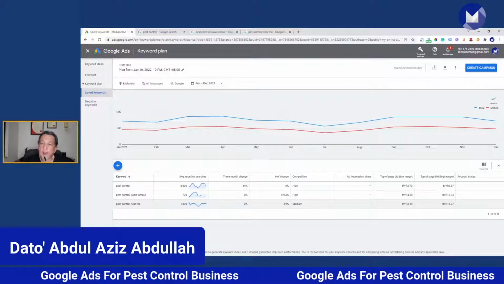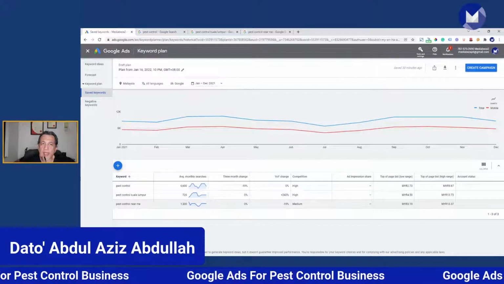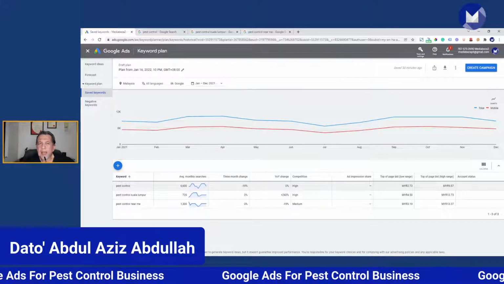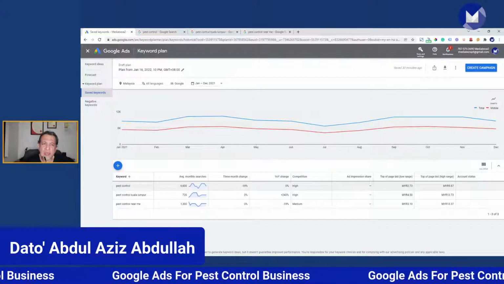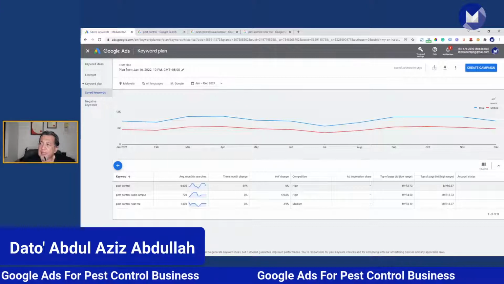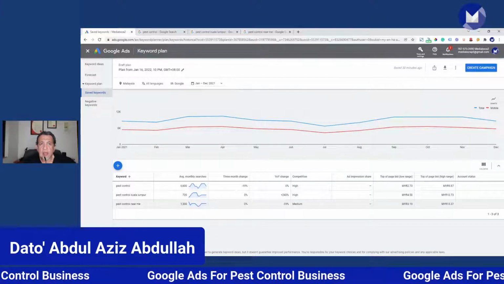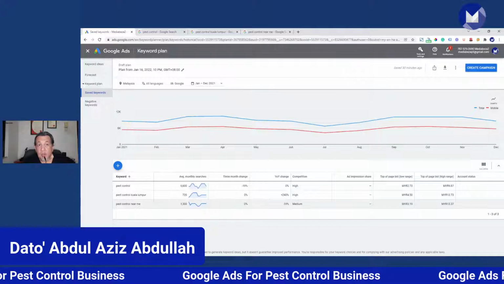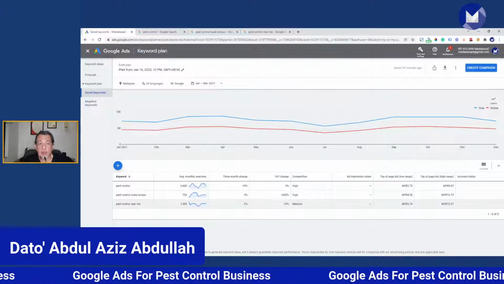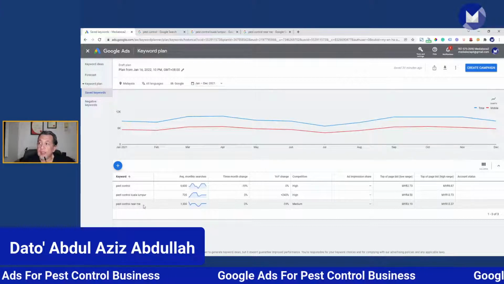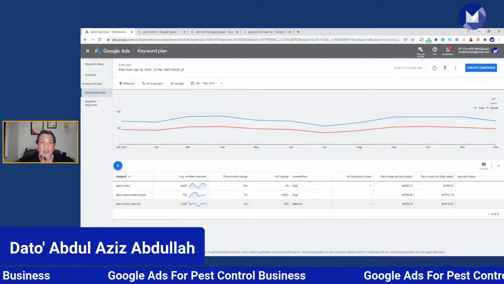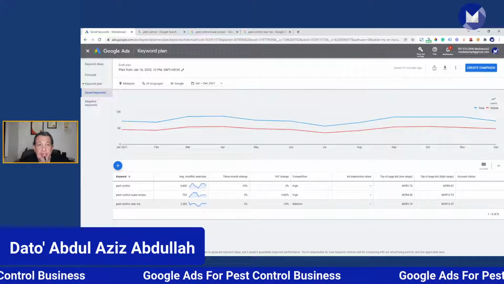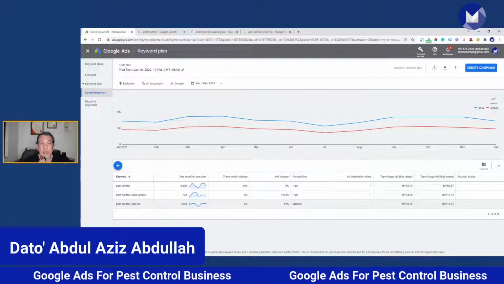Bear in mind, when someone searches for pest control, normally they may be looking for a pest control company, but they may also be looking for some information about pest control. But if they're typing pest control plus your city, or pest control near me, it means they are looking for a pest control company which they want to engage with. These two keywords are, I would say, buying keywords. Especially when they type in pest control near me, they are looking for a pest control company nearby.